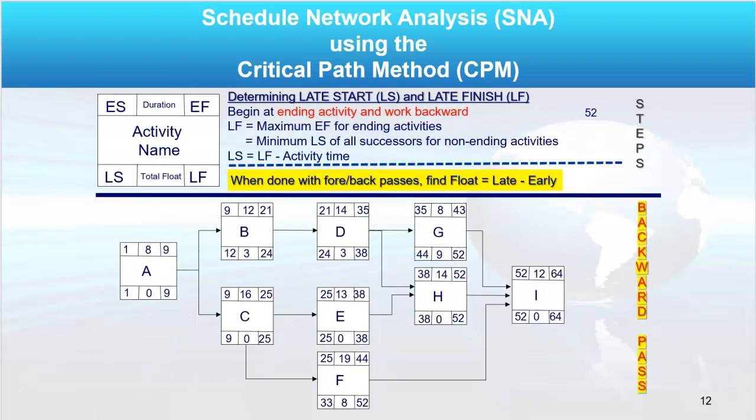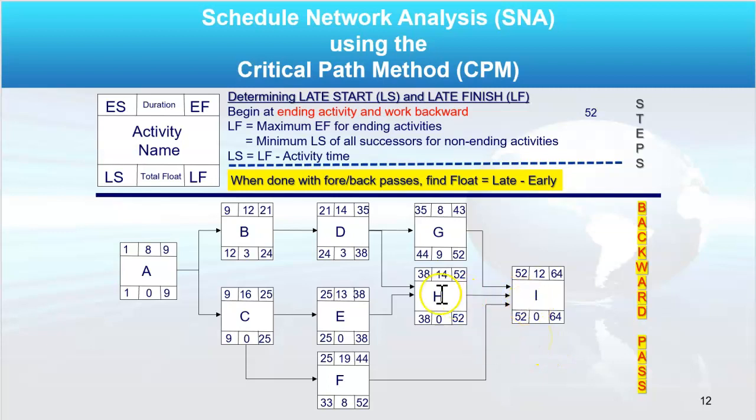Now after the forward pass, I'm going to do a backward pass, and that's going to fill in my numbers on the bottom of these boxes here. So I take the early finish of the last activity, drop it down, and then subtract the durations going backwards. Notice if day 64 is the late finish, LF, I'm going to subtract 12. I get a late start of day 52 for that activity.